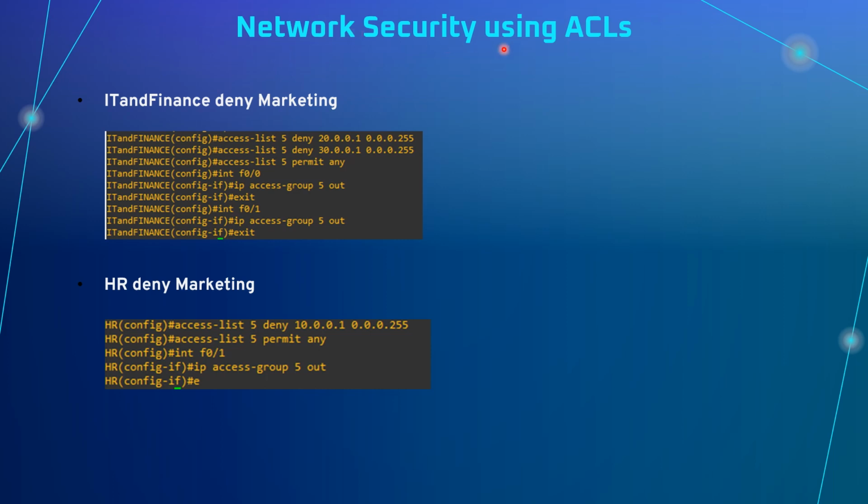Next, the network security using ACLs. For this case, IT and finance is deny the marketing. It means it deny marketing from entering the IT and finance department. This is the command. And then for HR, it also deny marketing from entering their network.